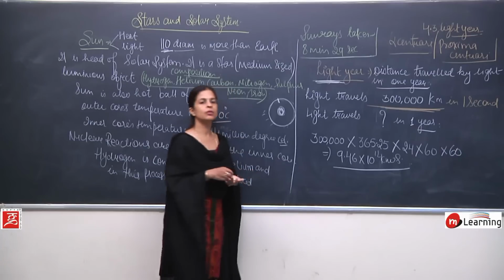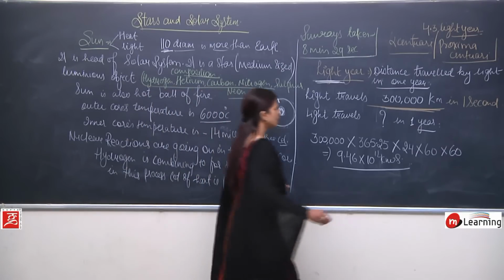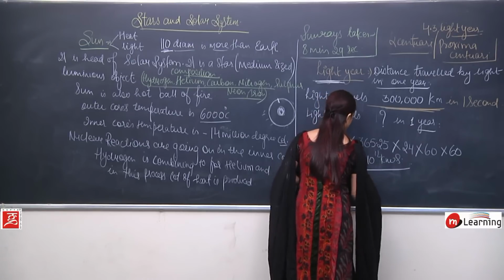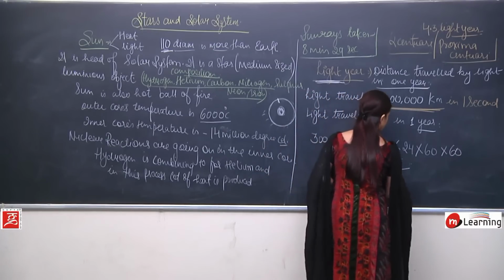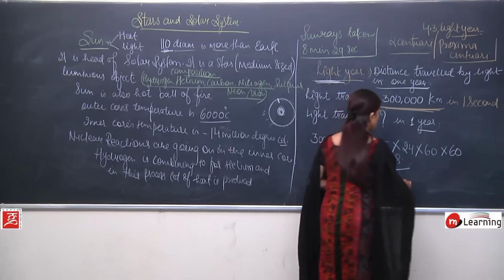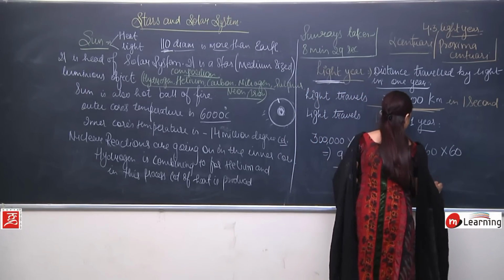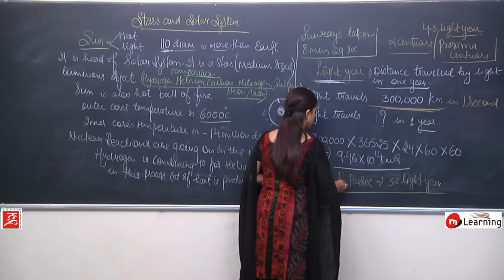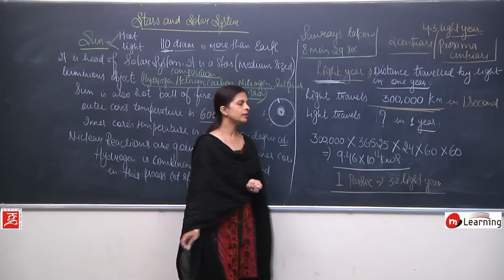This distance can also be calculated in the unit parsec. So 1 parsec is equal to what? It is equal to 3.2 light years. So this one is also one of the units to calculate this.